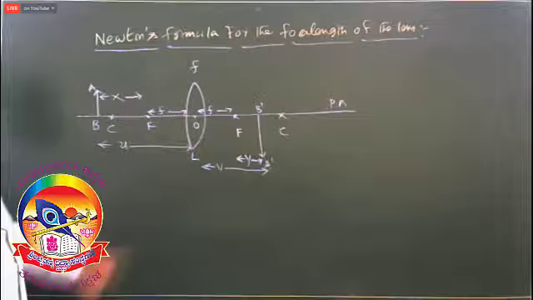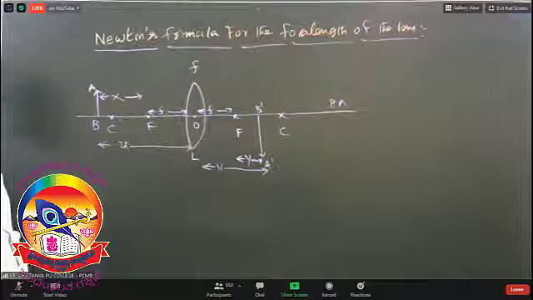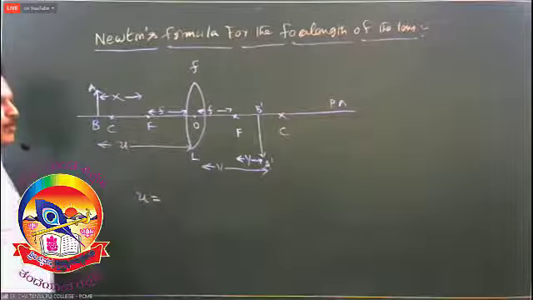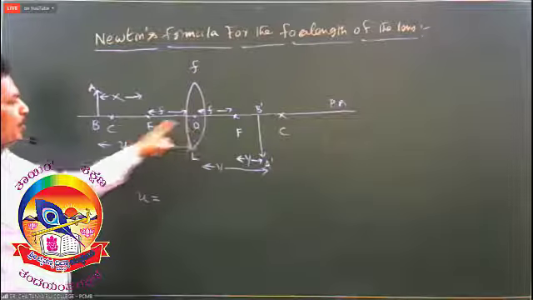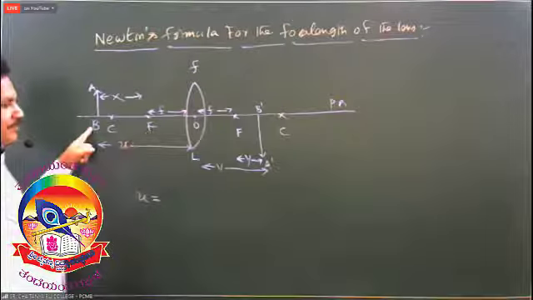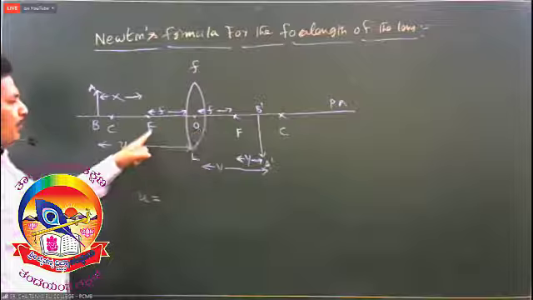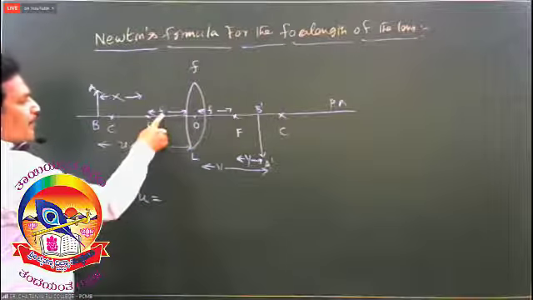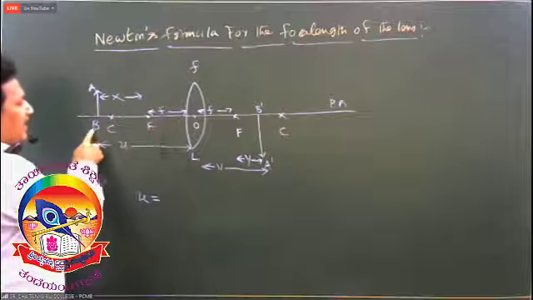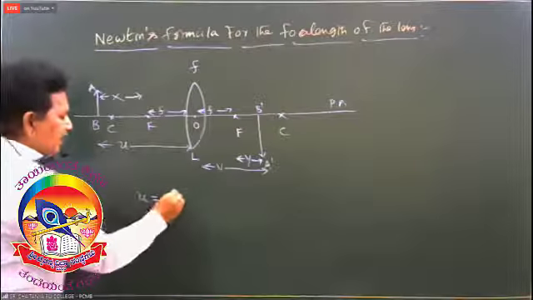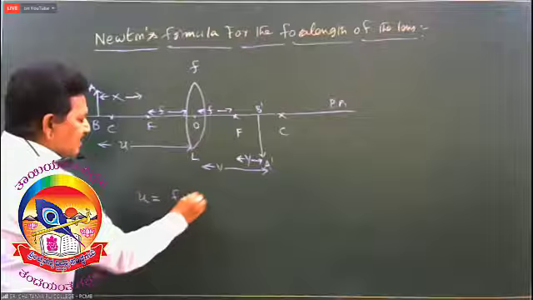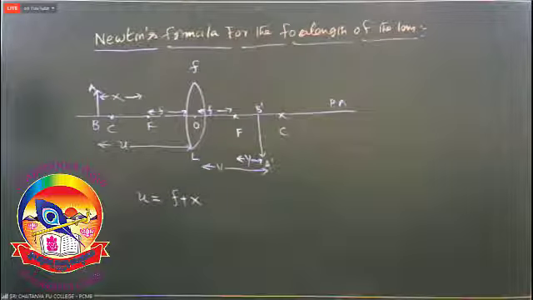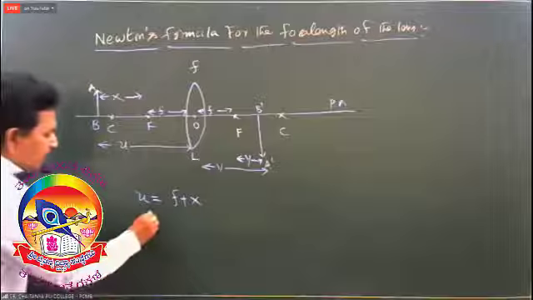Therefore, the object distance u can be written as what? So u is equal to O to F and F to B. O to F is small f. F to B is x. Therefore, u is equal to f plus x.